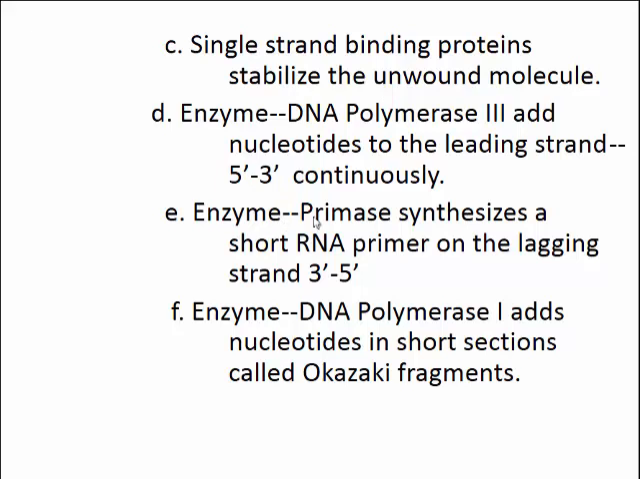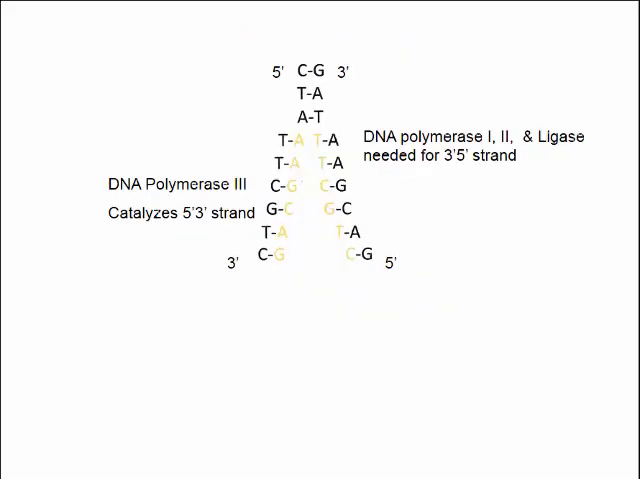We also have another enzyme called a primase. Primase is going to synthesize a little RNA primer on the lagging strand, the one that works backwards. And then DNA polymerase 1 can add nucleotides in little short segments to this backwards facing strand. These short sections are called Okazaki fragments, and they're named after the guy who first figured out how all this works. Well, that's all very confusing. Let's look at a picture.